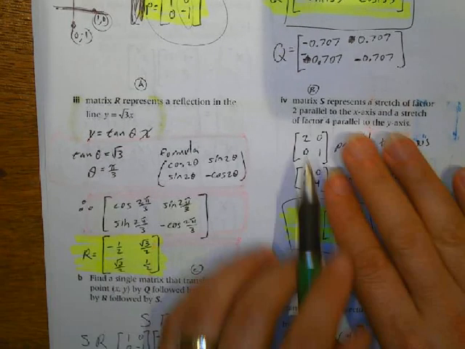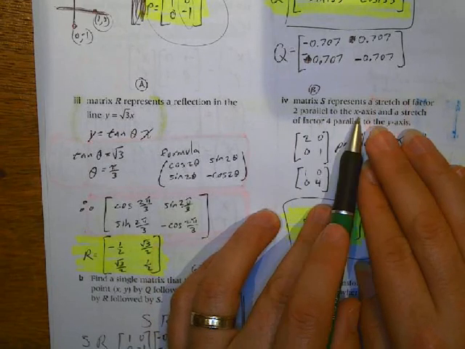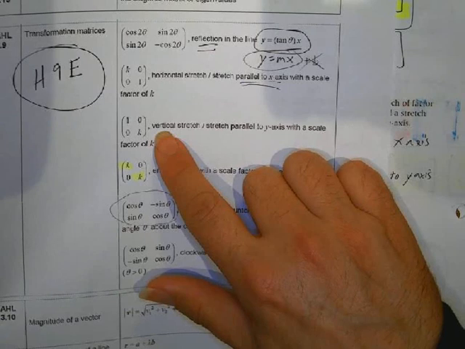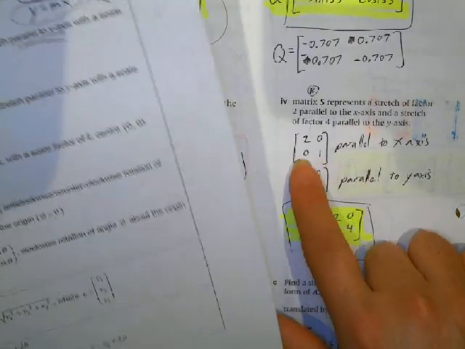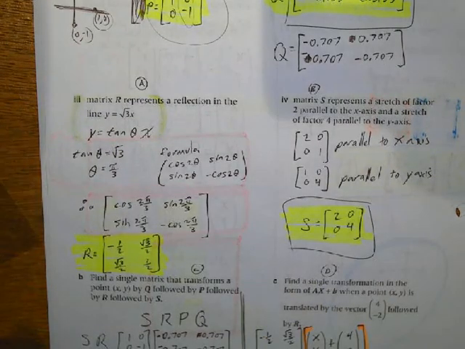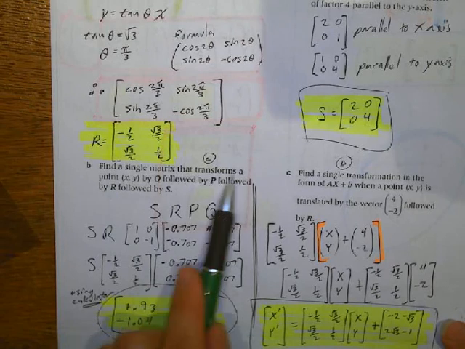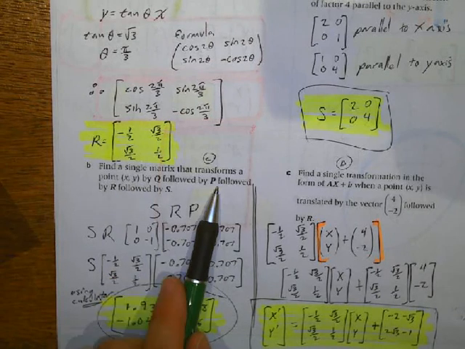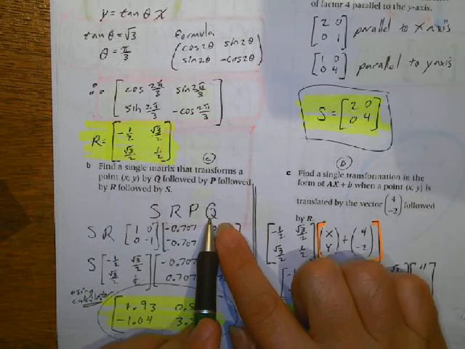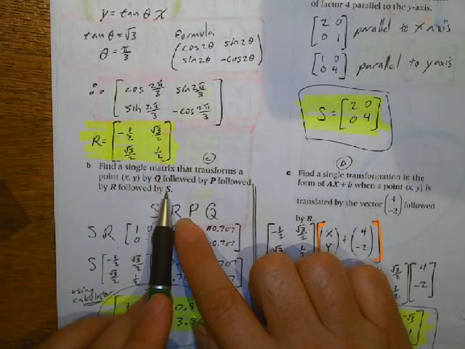And S represents a stretching factor of 2 parallel to x and a stretching factor of 4 parallel to y. So using these values here, k for horizontal, I'm going to change to 2, and k for vertical, I'm going to change to 4. Okay? And so now I'm going to find a single matrix that transforms Q followed by P followed by R followed by S. So if Q is first, it's going to go right here. P is next, it's going to go right there. R is next, it's going to go right there. And S, that's the last thing, so it's going to be first.